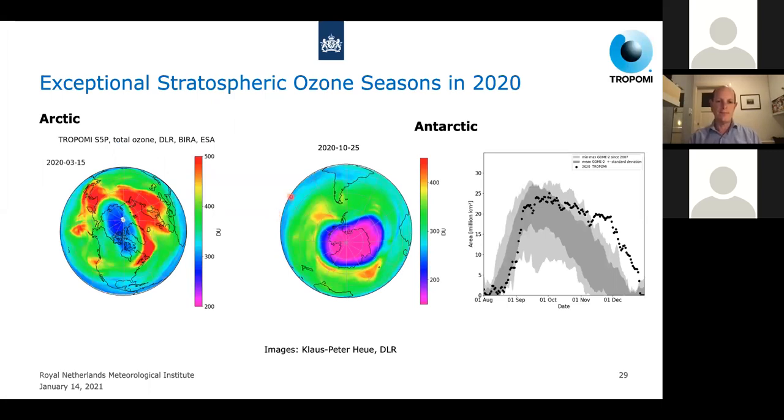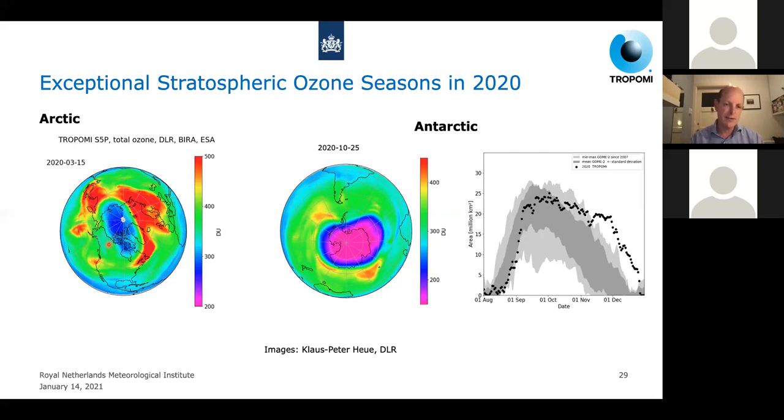So let's start off with the ozone seasons in 2020, and I'm showing here on the left side TROPOMI data from 15 March of last year, where you can see a large area with low ozone over the northern latitudes. The ozone depletion in the northern hemisphere is not as strong as in the southern hemisphere, and this is because the vortex over the northern hemisphere is much weaker than over the southern hemisphere, which has to do with the fact that there's more land mass on the northern hemisphere.